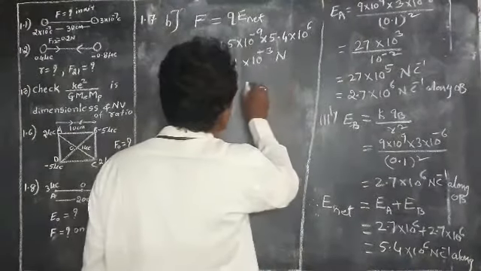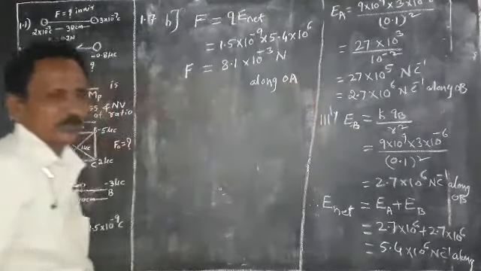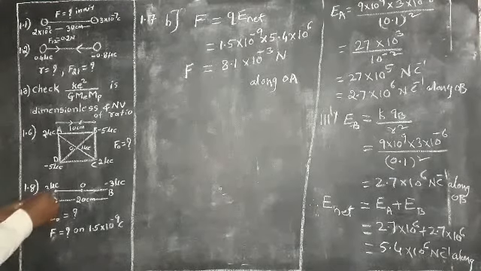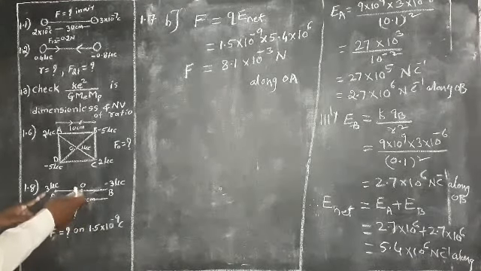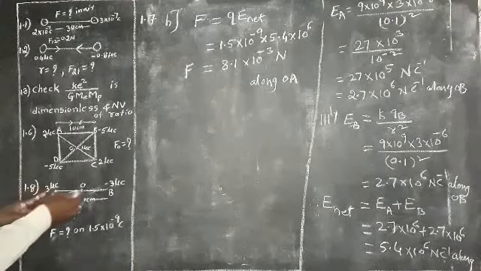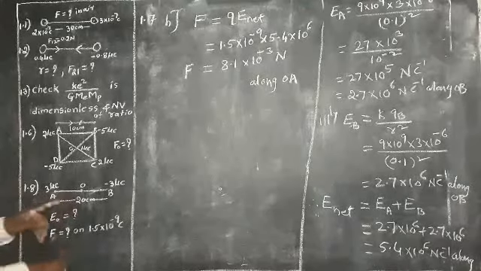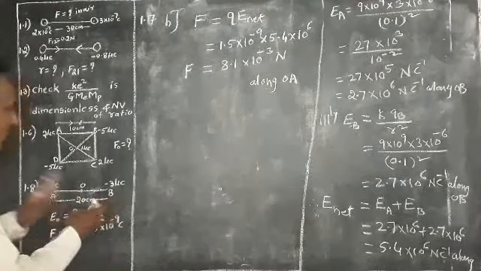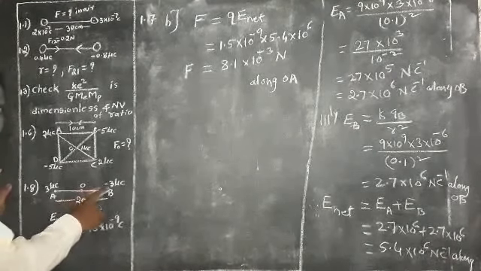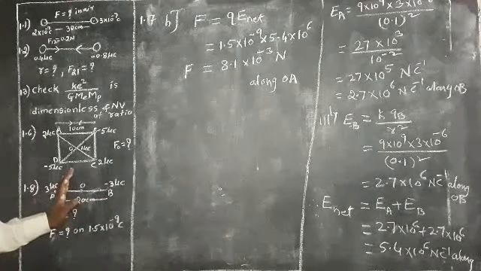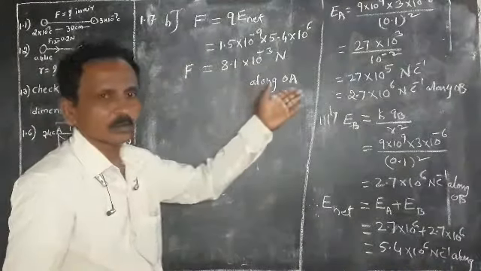The force acts along O to A. Why? Because at A it is a positive charge and it attracts the negative test charge of 1.5 nanocoulomb. It is attracted towards A. Therefore, the direction of force is along OA. And the charge at B repels the charge at O, because the charge at O is also negative and the charge at B is also negative, hence it repels in this direction, and the charge at A attracts. Therefore, the direction of force is along OA.